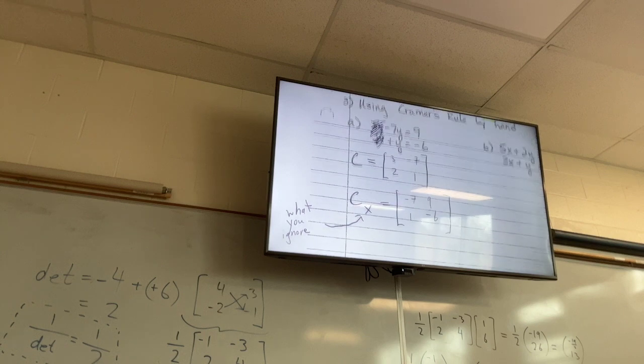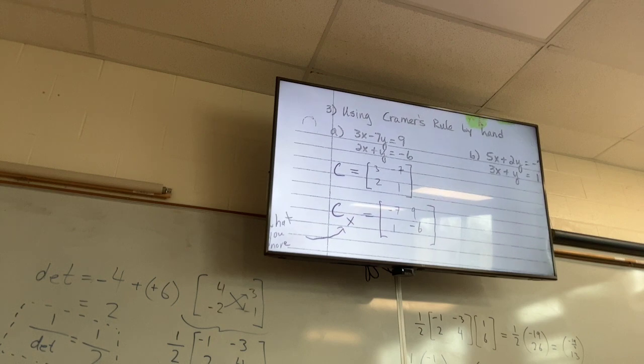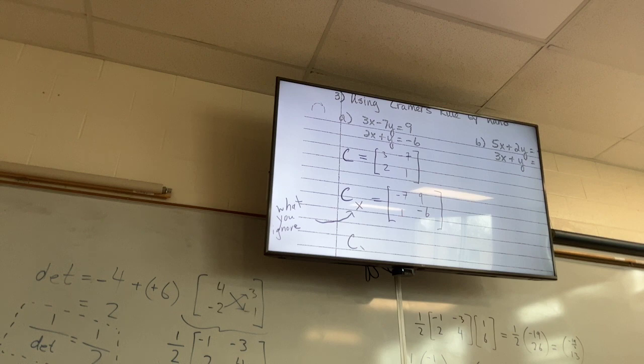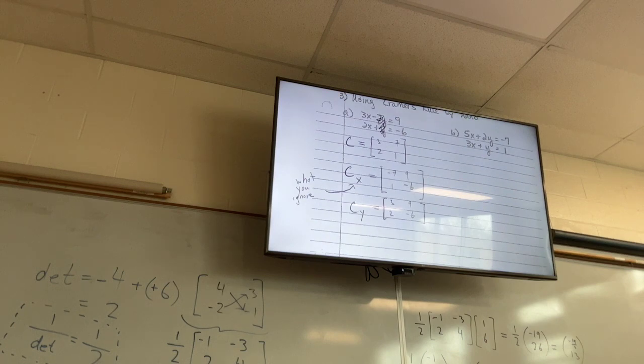Okay, and then what do you guys think C sub y is going to be? 2, 9, 6. C sub y, right? I'm just going to scratch out the y column and write down the remaining numbers. Oh wait, this is the 2 by 2.